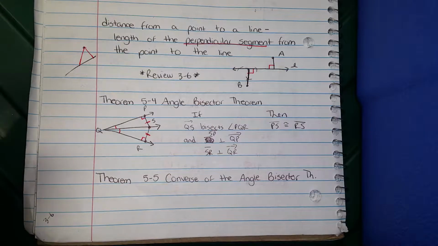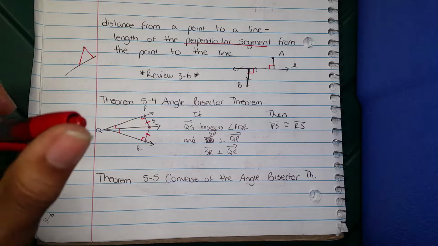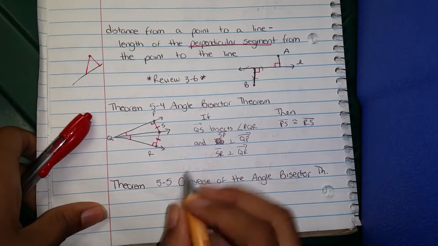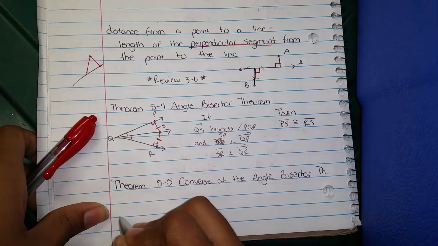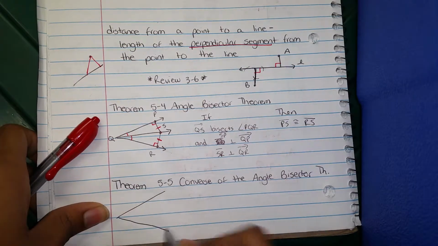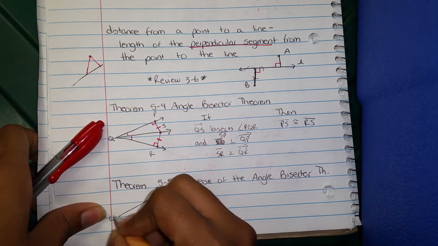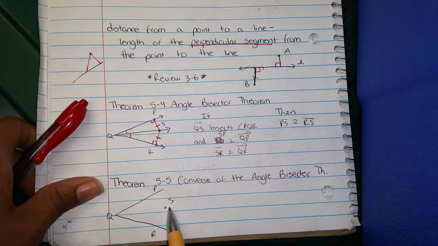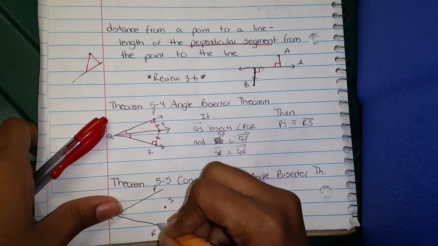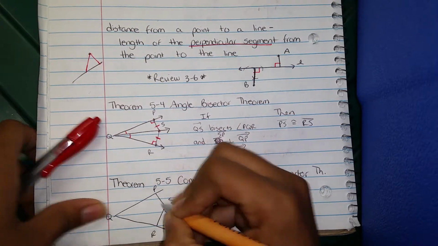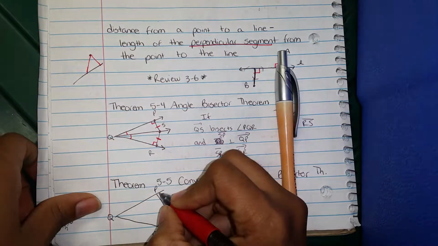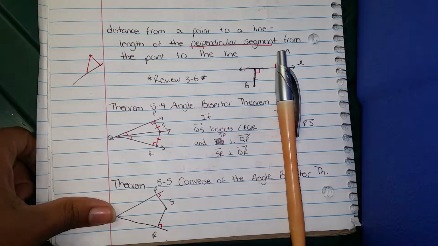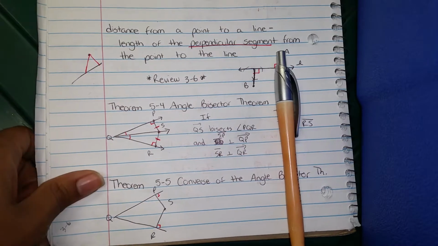The converse then would state that if a point in the interior of an angle is equidistant from the sides, so if we have an angle, the same angle, and we have a point, let me write this. So we have angle PQR, and if we have point S, so we have a point that is equidistant. So remember, how do I determine if it's equidistant? Well, it has to be perpendicular to the sides of an angle. Then this point is on my angle bisector.